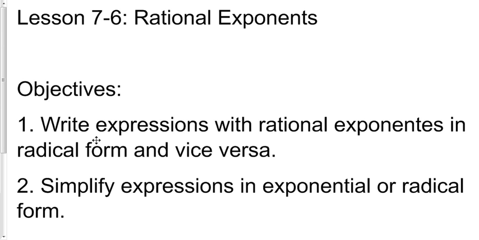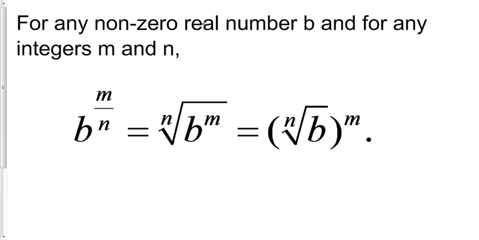7-6 is rational exponents. This word rational here really just is a fancy word to describe a fraction. A rational number is anything that can be written as a fraction, and so that's what we're talking about here. And it's kind of interesting to see what happens when you've got a fraction as a power. Rational exponents, that's what we're dealing with here.